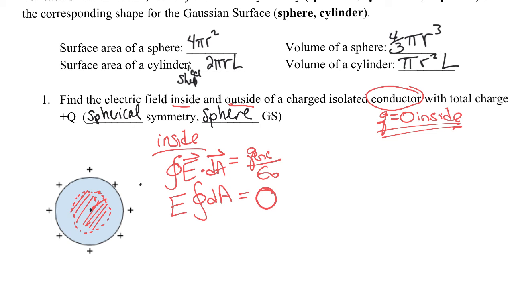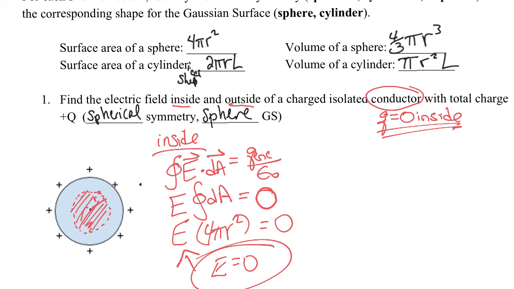It means there is no flux going through this Gaussian surface. So even though you could keep going, and that's 4 pi r squared, and that's E, that E is going to be 0.